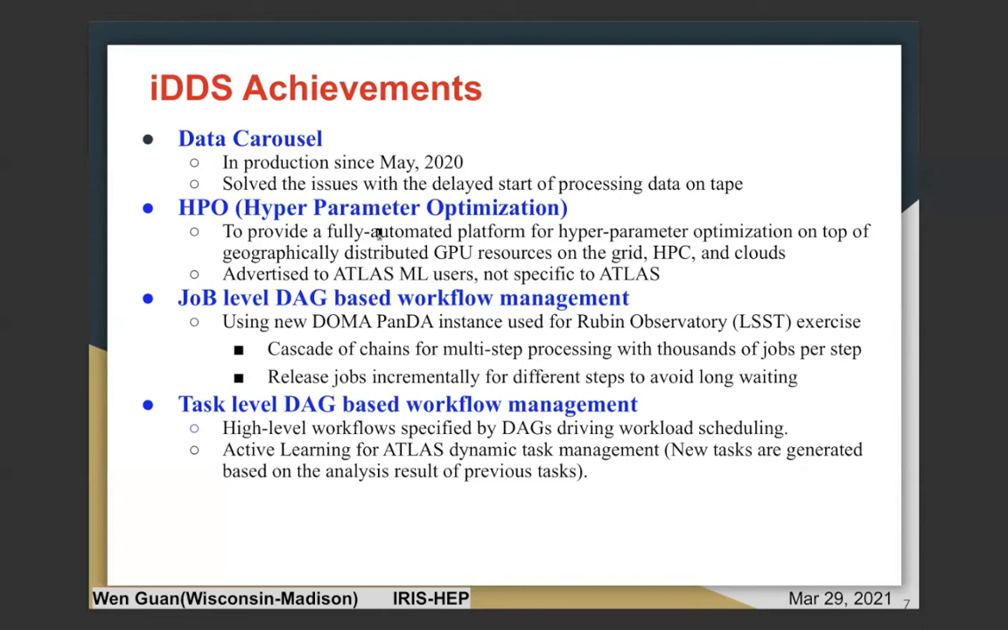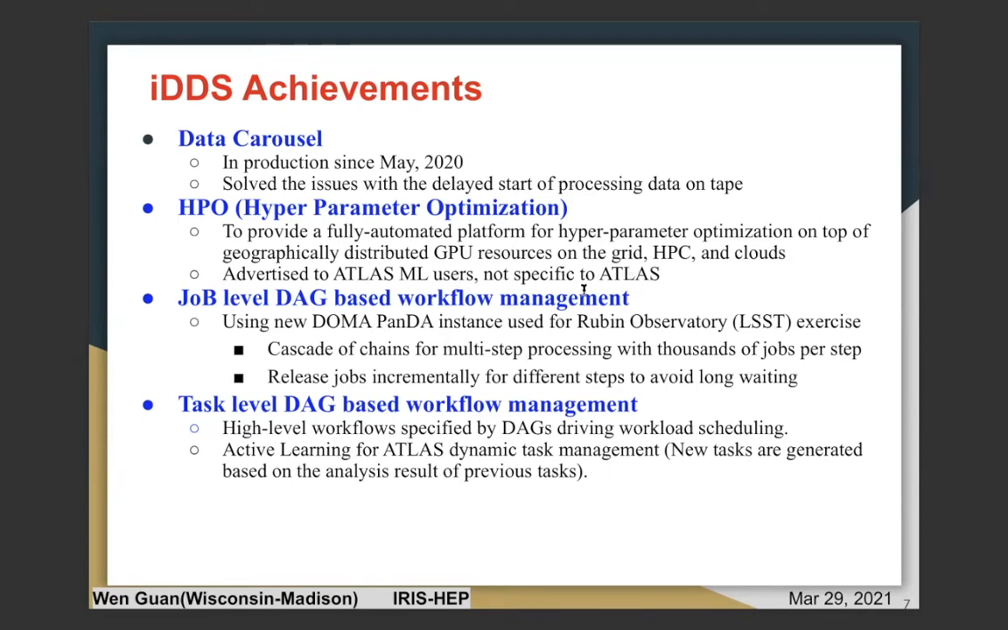Another use case is hyperparameter optimization, which provides a fully automated platform for hyperparameter optimization on top of geographically distributed GPU resources on the grid, HPC, and cloud. This is already advertised to ATLAS machine learning users, but it is not specific to ATLAS, and it is also not specific to machine learning. For example, recently we have been talking about using the HPO structure to run toy Monte Carlo.